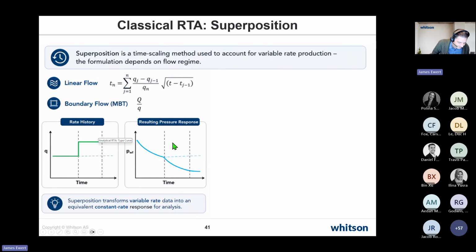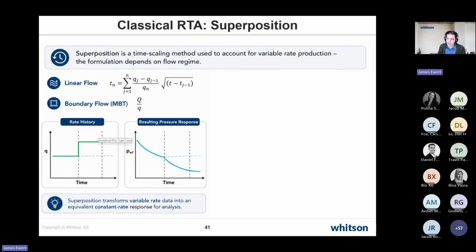Now, one of the things you're going to notice as we go through analytical RTA is that on the x-axis you're going to see material balance time. It's going to say MBT. Superposition is a way that we use that data. I mentioned it earlier this morning: material balance time takes variable rate data and makes it equivalent constant rate. But what it also does is sort the reservoir signal for us. There are various types of superposition: for linear flow, radial flow, bilinear flow, boundary dominated flow. What we really care about is superposition for linear flow and boundary dominated flow. And that's material balance time.